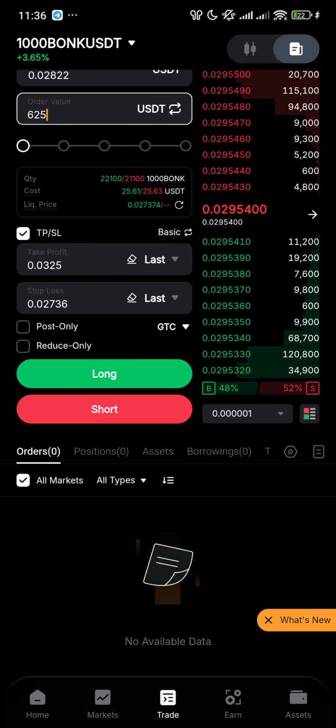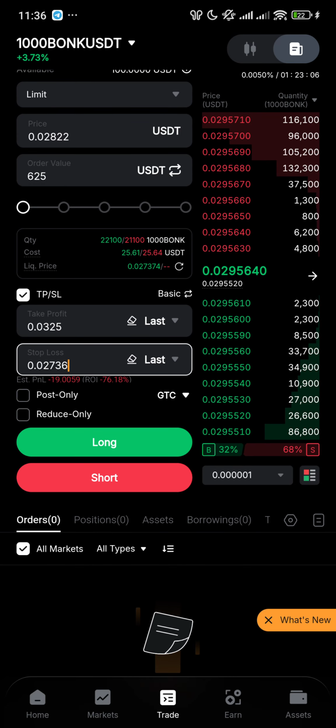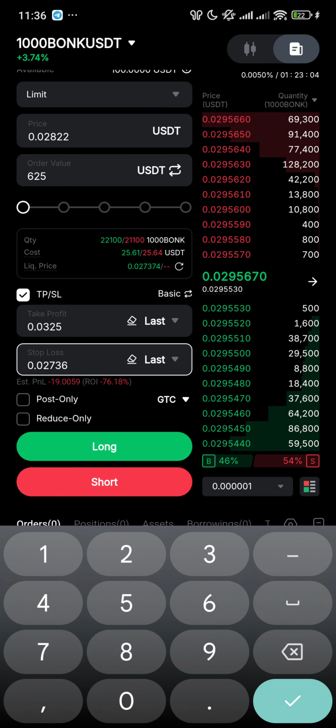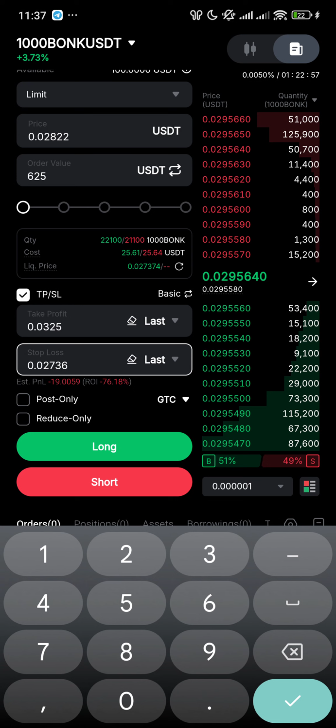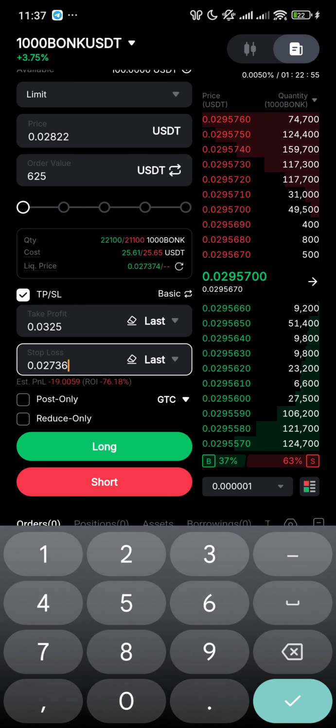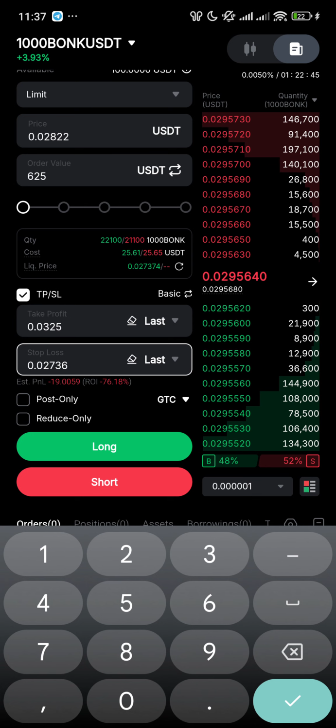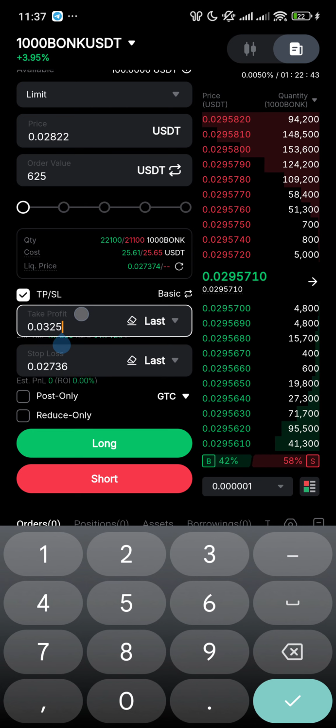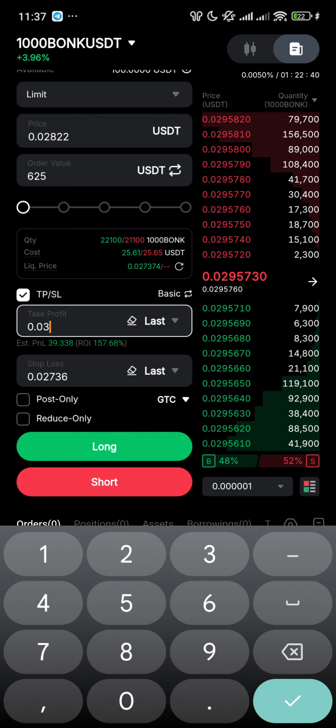So you can always tweak this to suit you. Now for the expected loss, we're expecting a $19 loss, because we have not reached our liquidation price. If we reach our liquidation price, that's when we incur the full $25 loss. But since it's still a little bit far from our liquidation price, we're incurring just $19. So how much are we making in return? You're making $39. That's also a 1:2. So this is how leverage works.